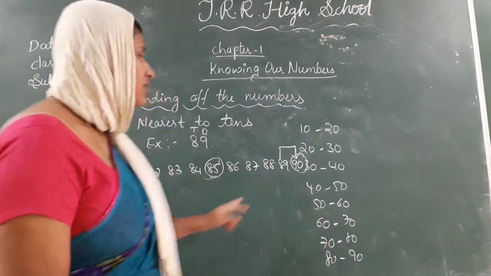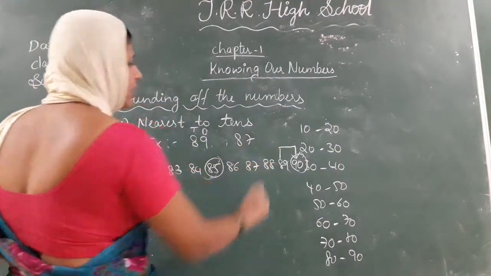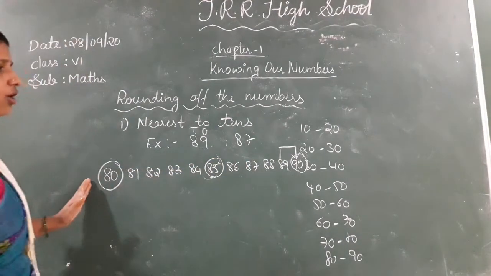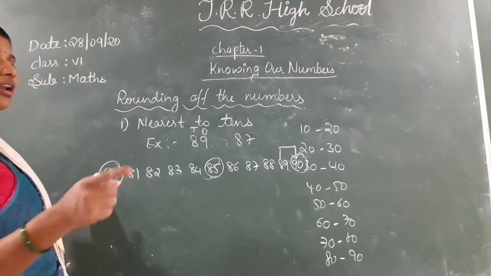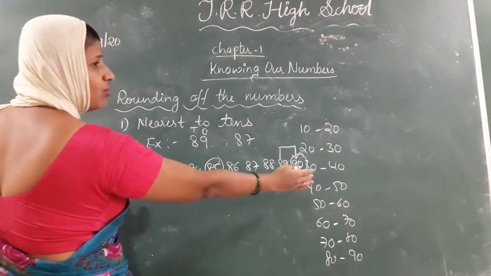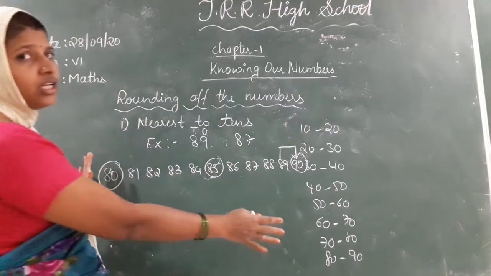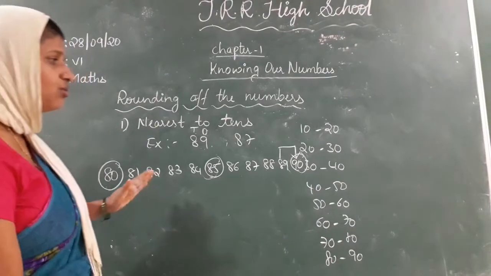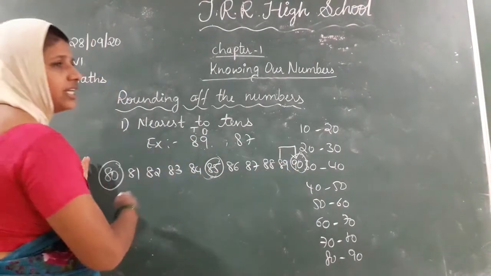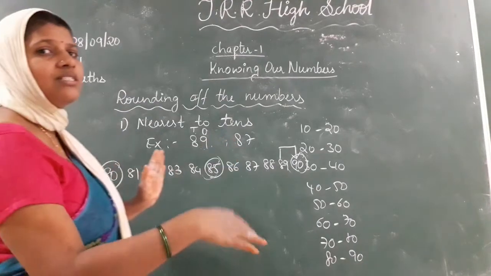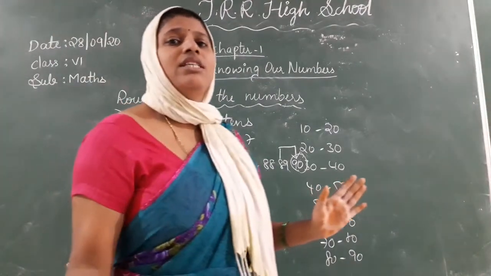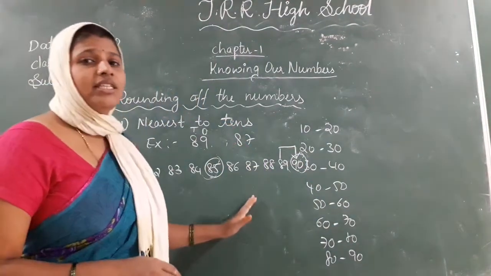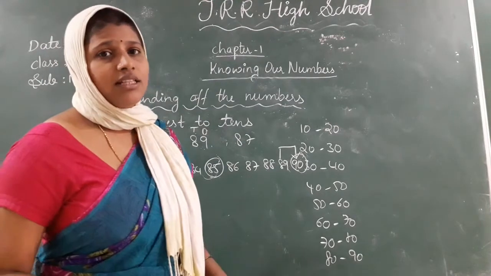Suppose here I have taken 87. Now tell me, is 87 nearest to 80 or nearest to 90? One more thing, when you are rounding off, you have to choose only the tens, only the values with the zeros. You should not consider all these other numbers. You always have to go with the zeros: 80s, 90s, 100s, 10s, 20s, 30s, 40s. Don't take that 85 is nearest to 84, or 86 is nearest to 87. Don't consider like that. Is it clear?